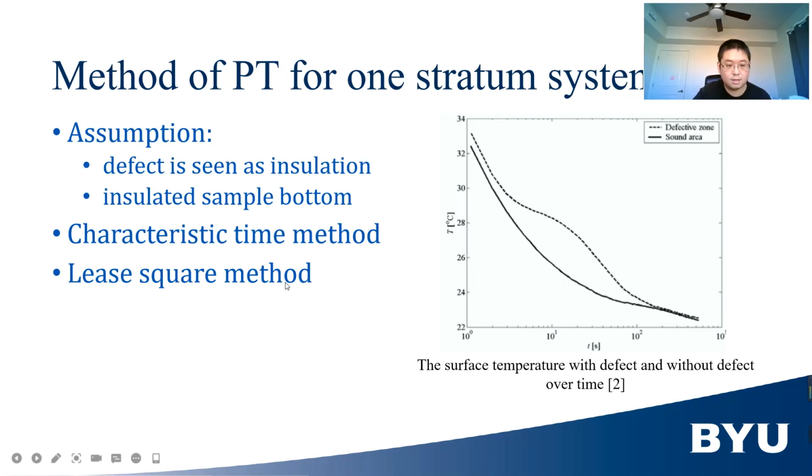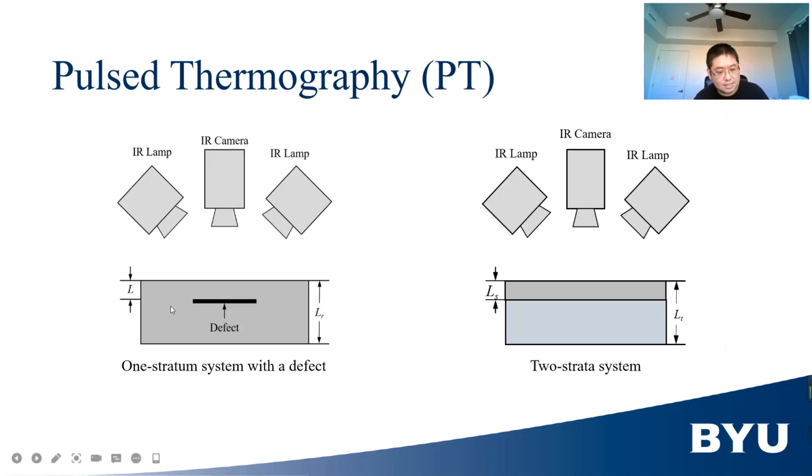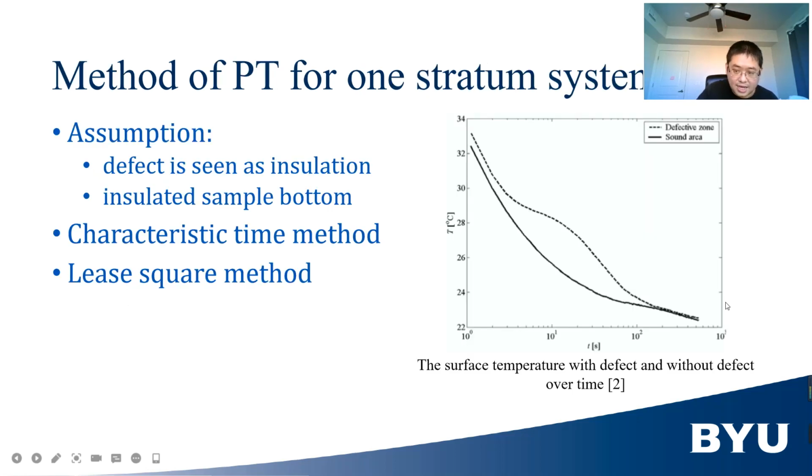Now let's talk about the method for the one-stratum system, and there are two assumptions. The first assumption is that the defect is made of air and has much lower thermal conductivity than that of the sample itself. So we can consider the defect an insulation to the sample, which means that when heat penetrates into the sample and reaches the defect, it will prevent the heat from going deeper into the sample, creating a temperature contrast over time between the region with defect and without defect.